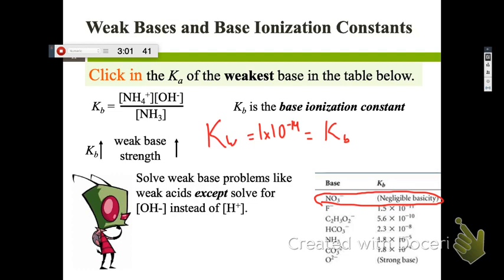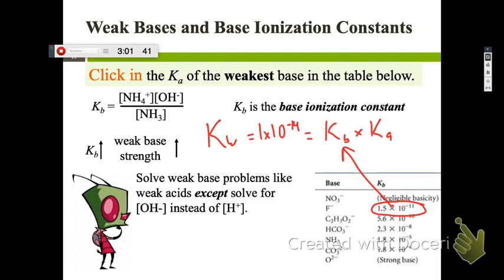This is a little bit tricky wording, in that it is so weak a base that it's negligible, so I wouldn't even call it a base. So we use the next one. Fluoride, 1.5 times 10 to the negative 11 for our Kb. And then what do you do with that? Substitute in, we have to multiply by Ka, but since we don't have Ka, we end up dividing our Kw by Kb.